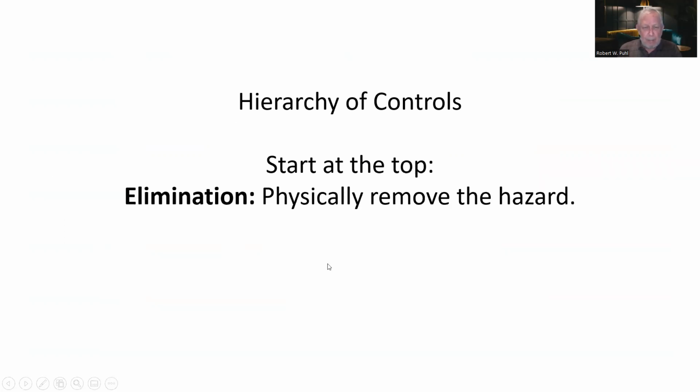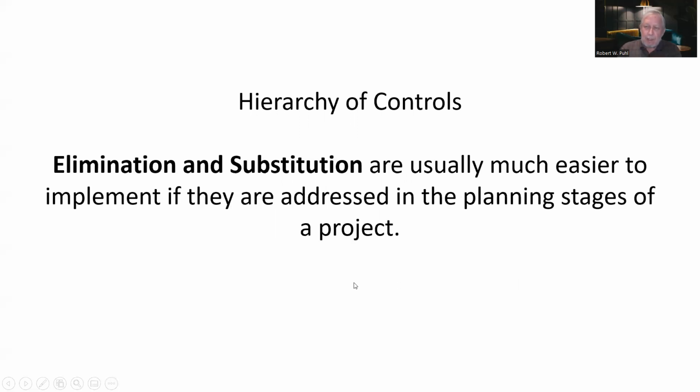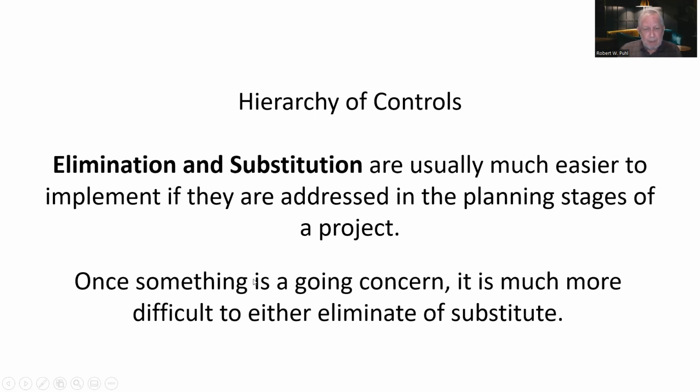So we're going to start at the top. Elimination, physically remove the hazard. And again, substitution, replace the hazard, obviously with something less hazardous. Now, these two are much easier to implement if they are addressed in the earlier planning stages of a project. Once something's up and running and going, it's pretty hard to get rid of it completely or substitute something for it. So they're not going to come into play as much on a daily basis as the other three are, but they are there and they should be considered. So again, once something's a going concern, it's much more difficult to either eliminate or substitute something.